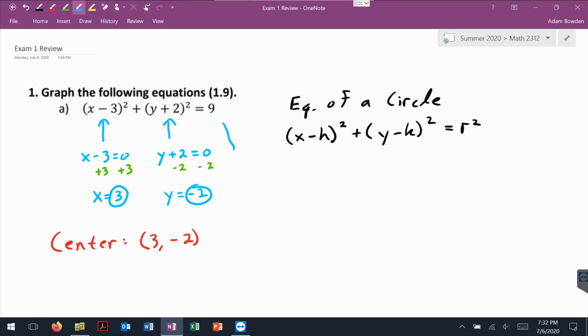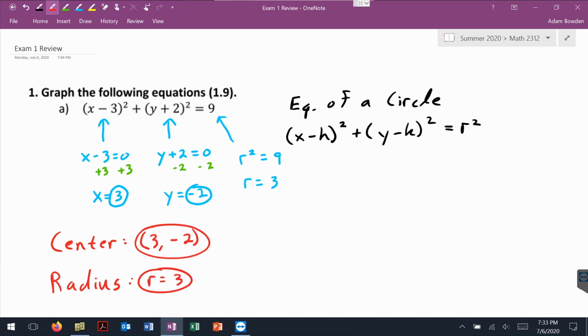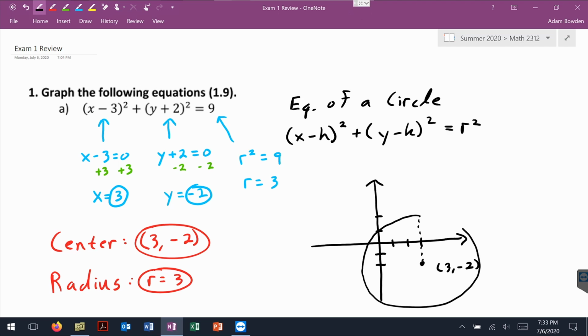Now the number here on the end with the 9, that's r squared in the equation. So r squared is 9, which tells us that r is equal to 3. And so that would be the radius. And so what we'll do is we'll lay this out here. Find the center and the radius. So here's our center down at 3 comma negative 2. Locate the radius and then just kind of draw a circle with that information.